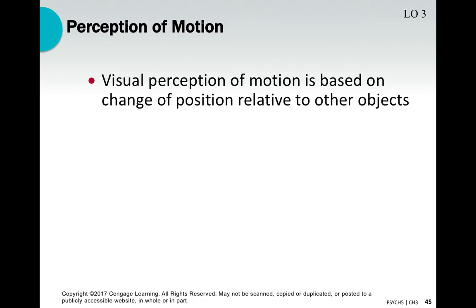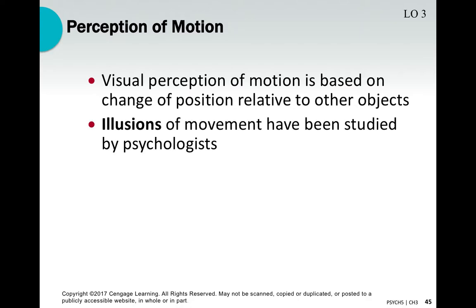Motion, how do we perceive motion? It is a perceptual event. It's the change in the relative position of objects or persons. There are some illusions that make it seem like things are moving or not.